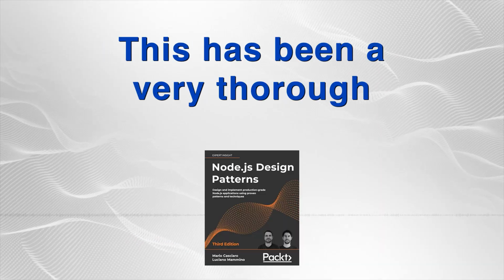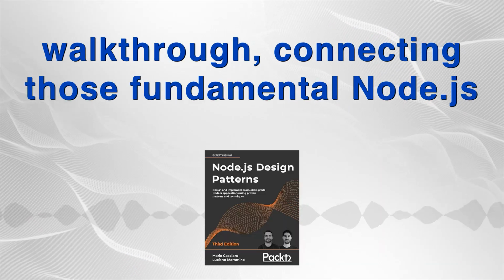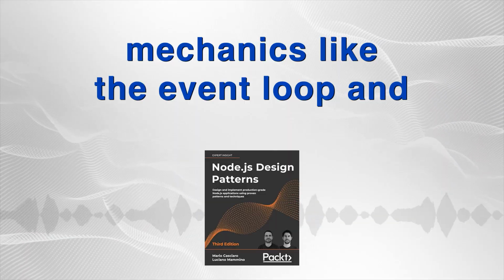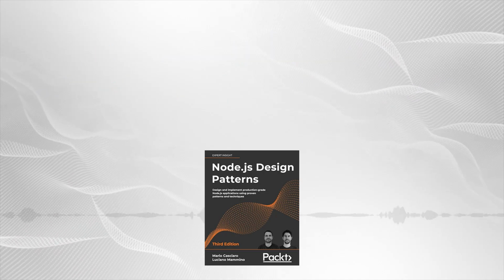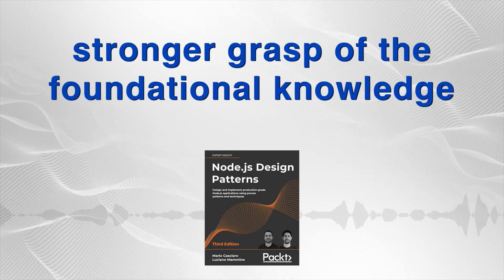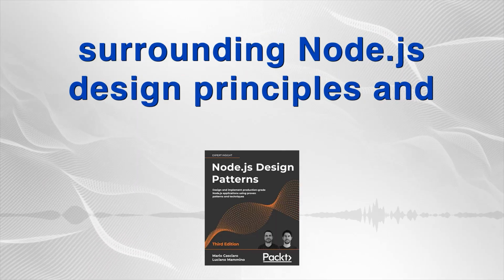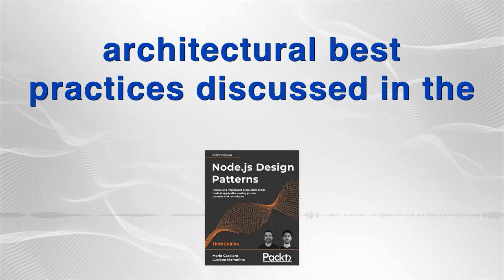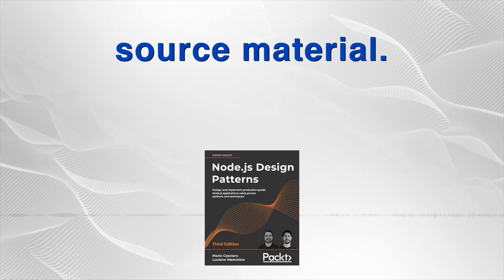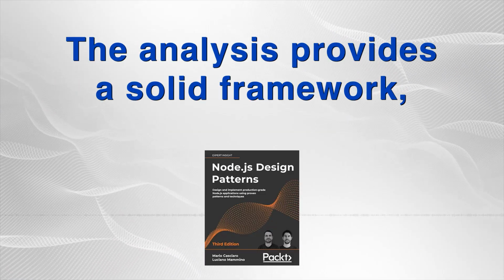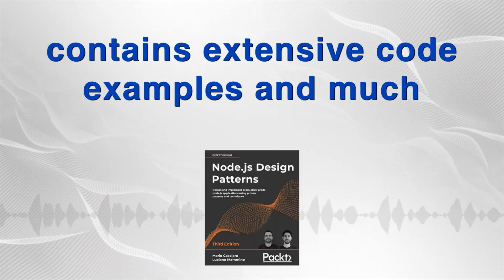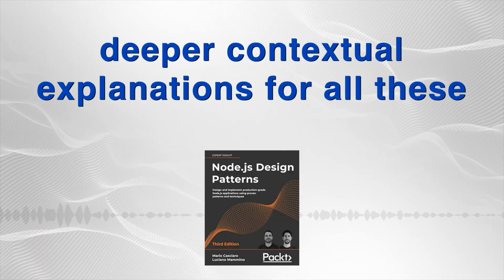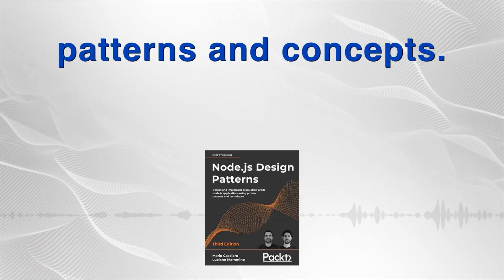This has been a very thorough walkthrough, connecting those fundamental Node.js mechanics like the event loop and modules all the way up to complex patterns for distributed systems and scalability. You should now have a much stronger grasp of the foundational knowledge surrounding Node.js design principles and architectural best practices discussed in the source material. The analysis provides a solid framework, but the original source text itself contains extensive code examples and much deeper contextual explanations for all these patterns and concepts.